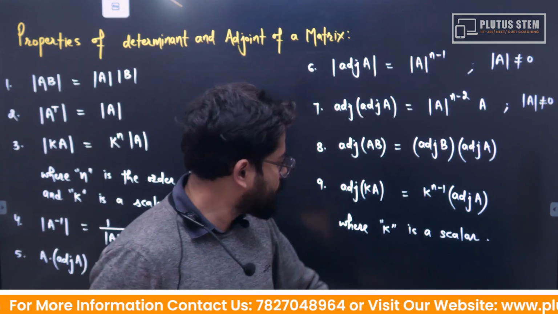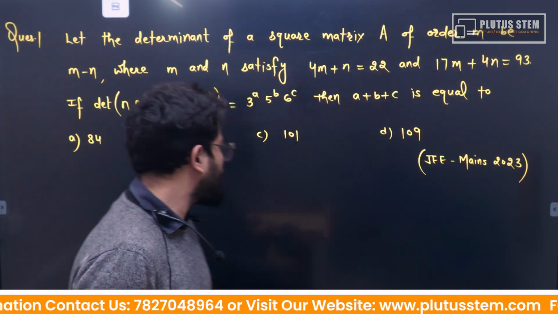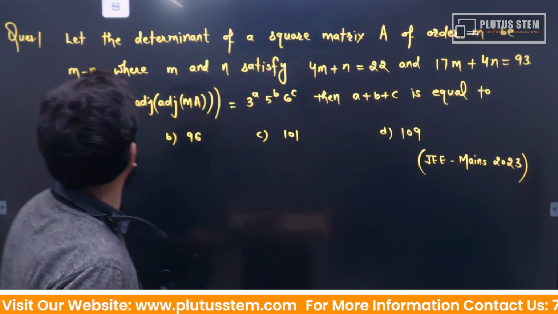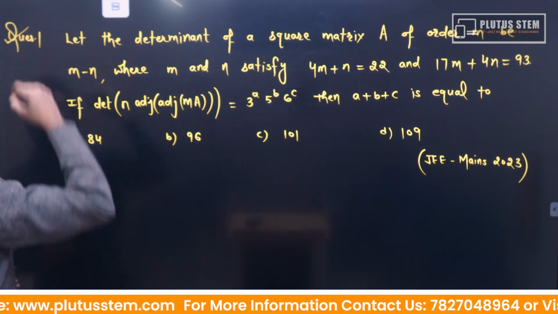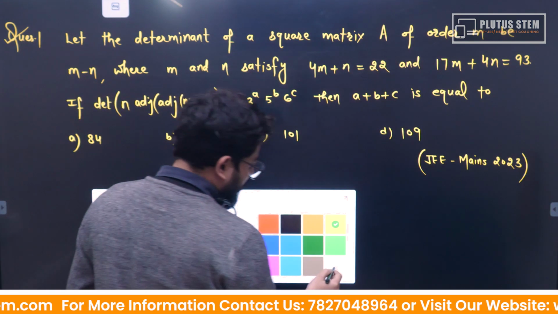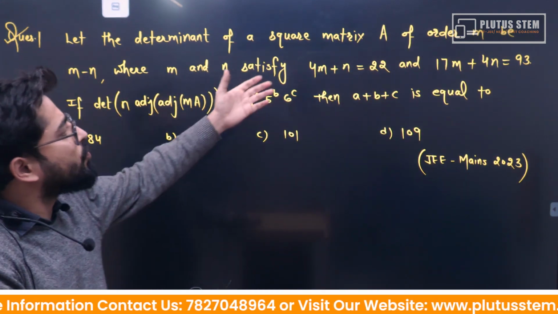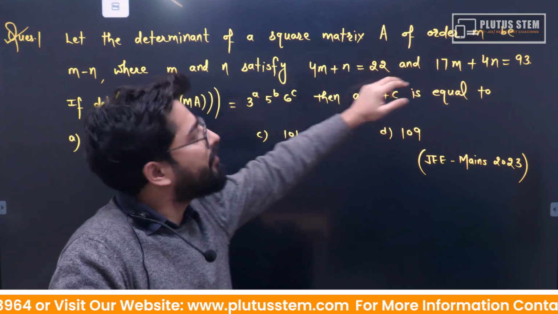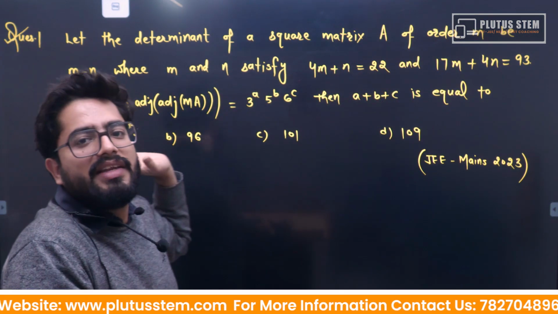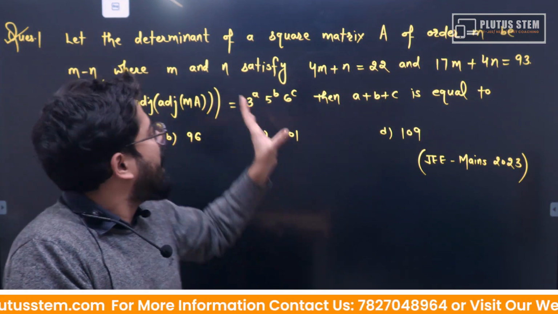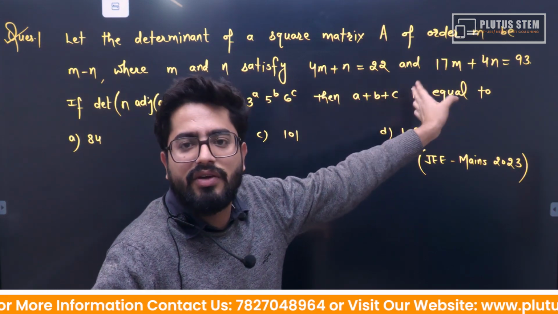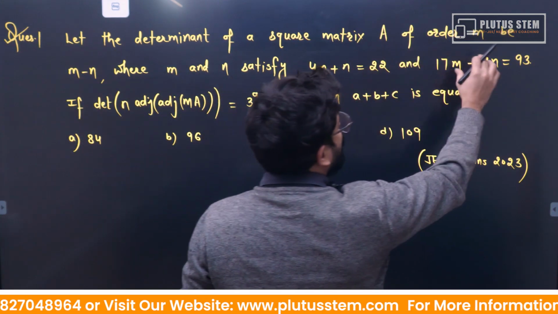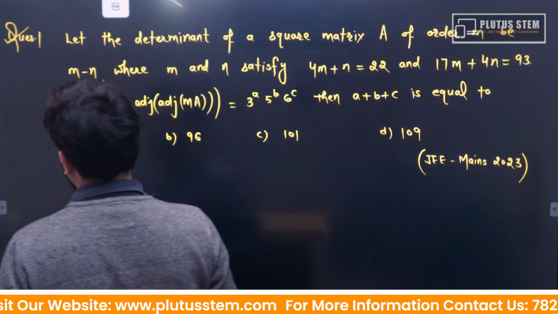Now let's discuss one question from your JEE Mains. The question says, let the determinant of a square matrix A of order m be m minus n, where m and n satisfy two equations. You can solve these two linear equations and get the values of m and n.